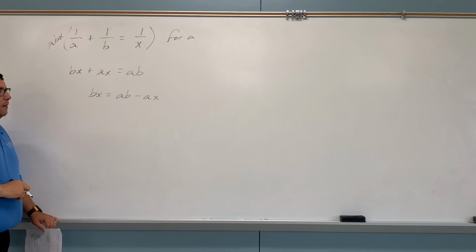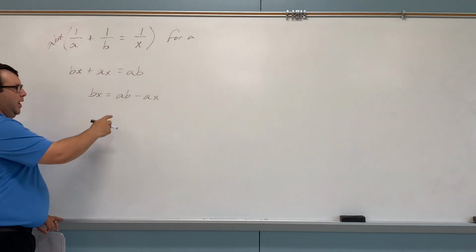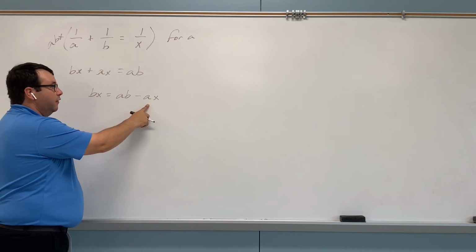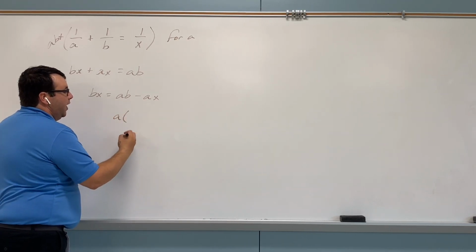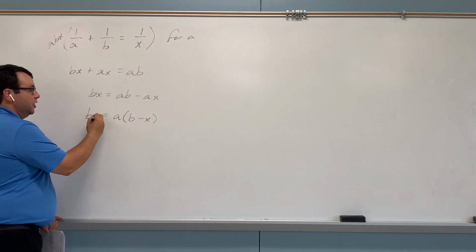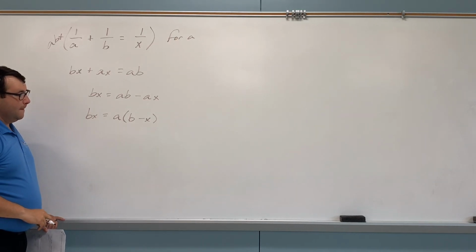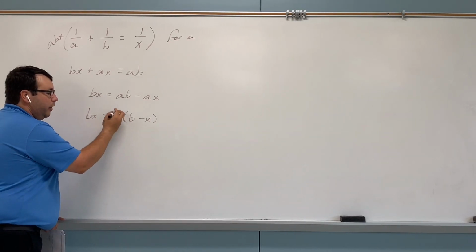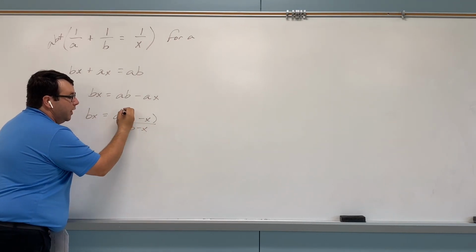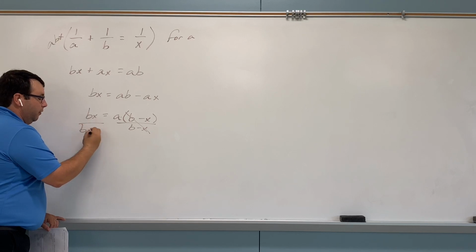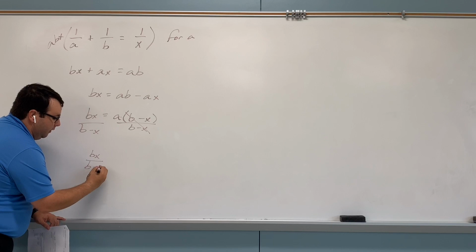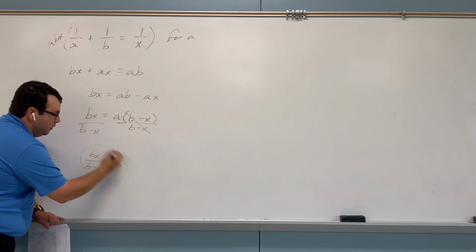How do I get A out from both of these? Well, it looks like it's a GCF to me, so I'm going to factor it. So I have A times b minus x. This side didn't change, it's still bx. Okay, I'm only concerned with a, so since this is being multiplied, I'm going to divide by b minus x to both sides. And so I have bx over b minus x is equal to a.